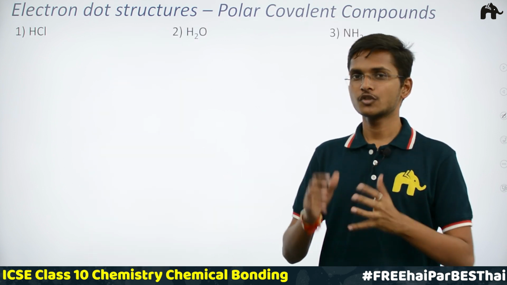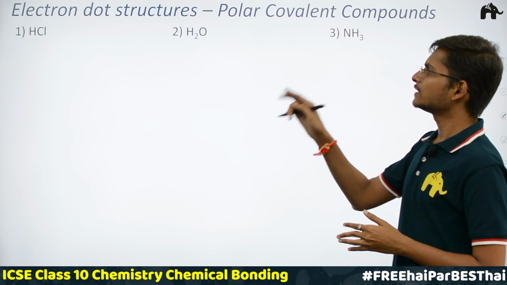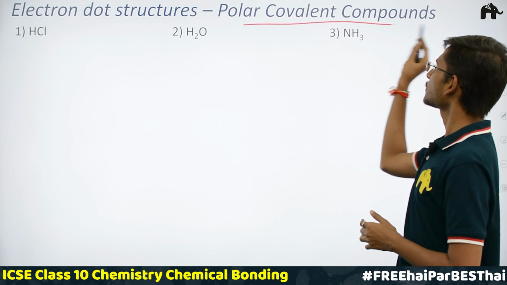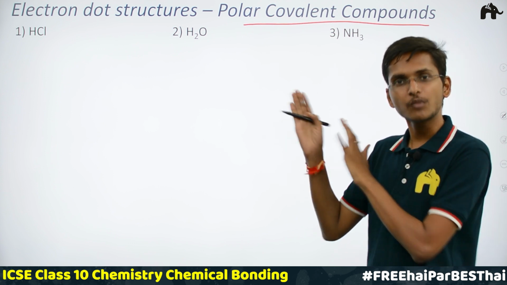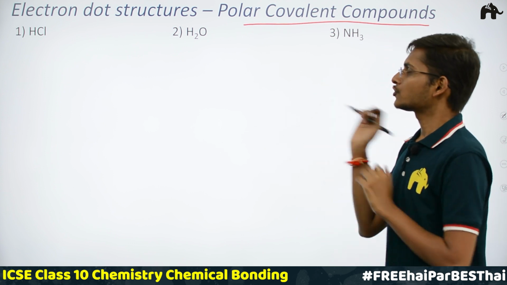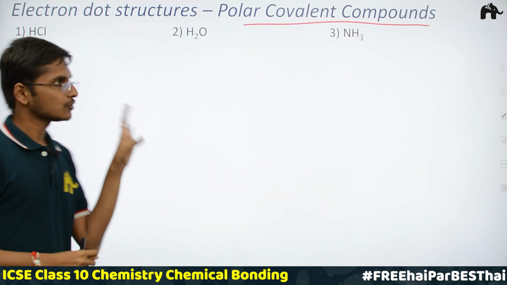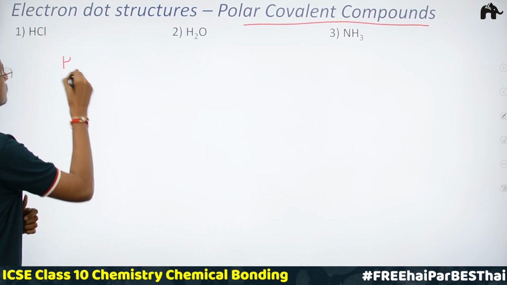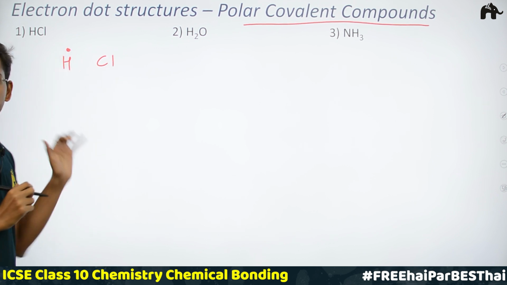So moving ahead, now we have to see just the electron dot structures of these 3 polar covalent compounds, and our job is done. We have learned the electron dot structures of covalent molecules and covalent compounds. So HCl, H2O and NH3. So here we know HCl. Here I would draw the individual electron dot structures.